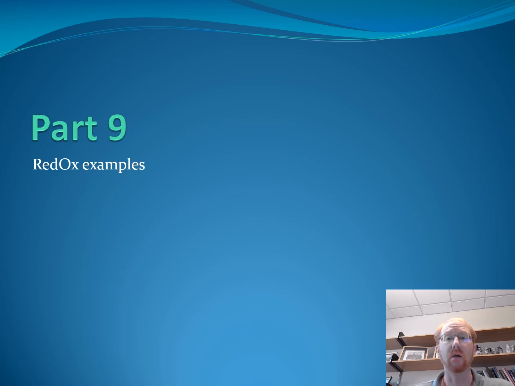In this section, part 9, we're just going to finish up our discussion on redox reactions by going through a whole series of examples, some more practice problems, pulling together all the information that we've been talking about in the previous sections. So let's look at our first question.